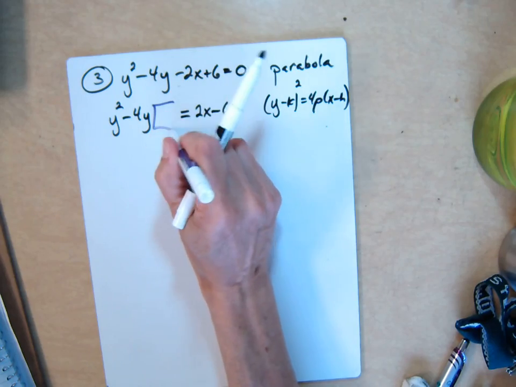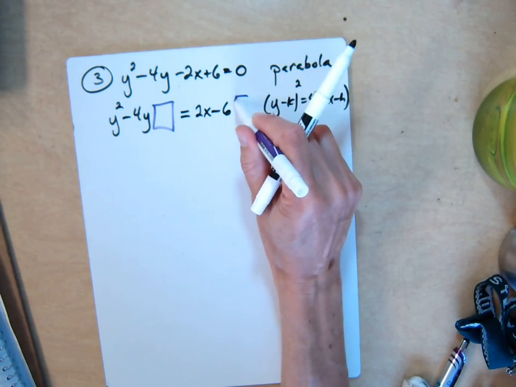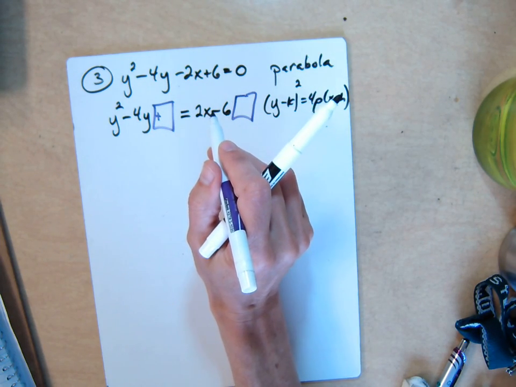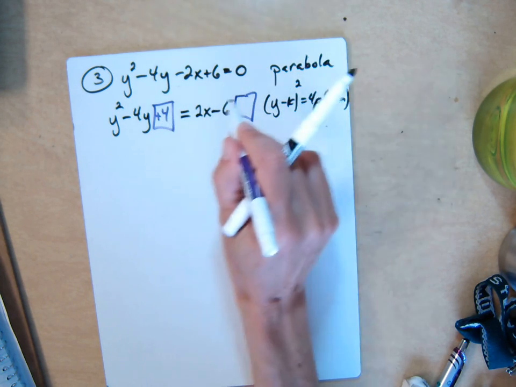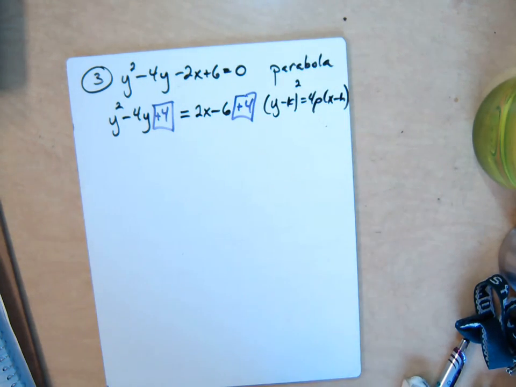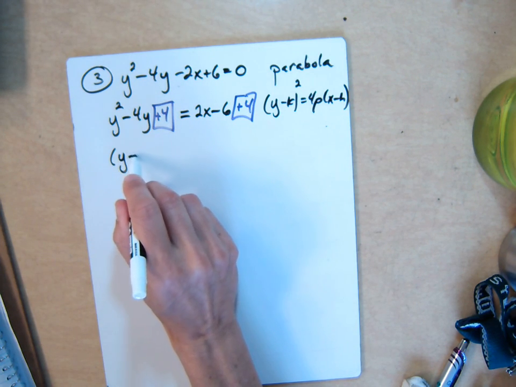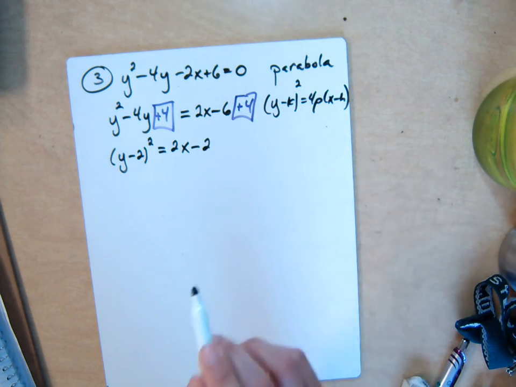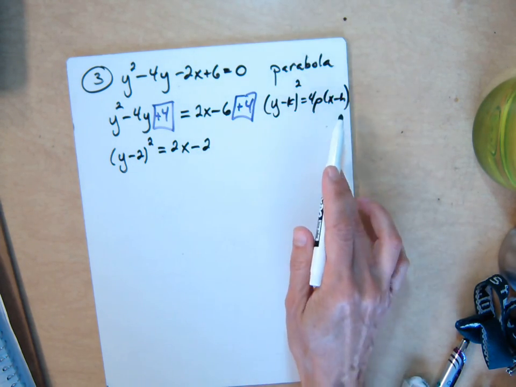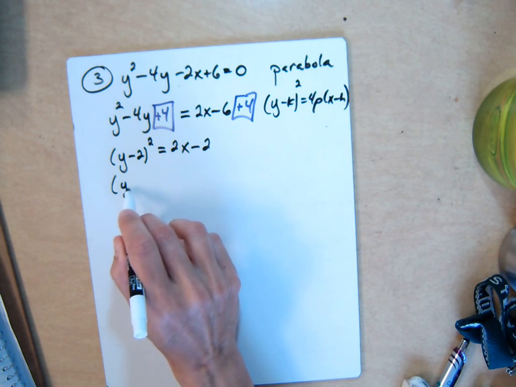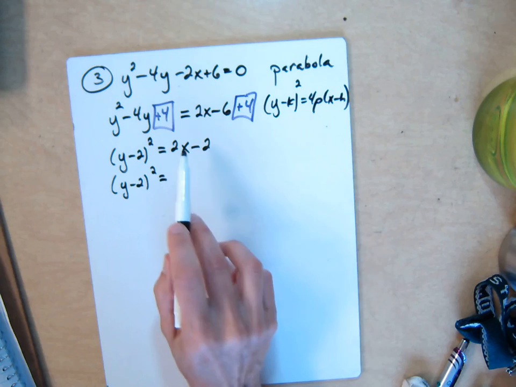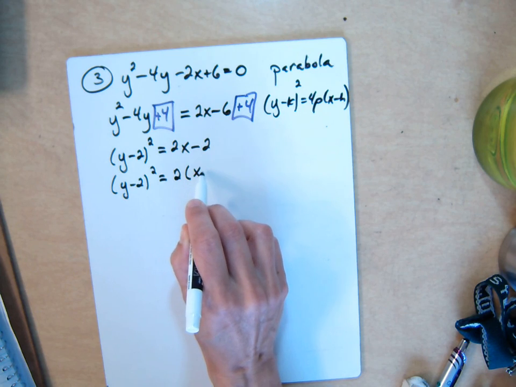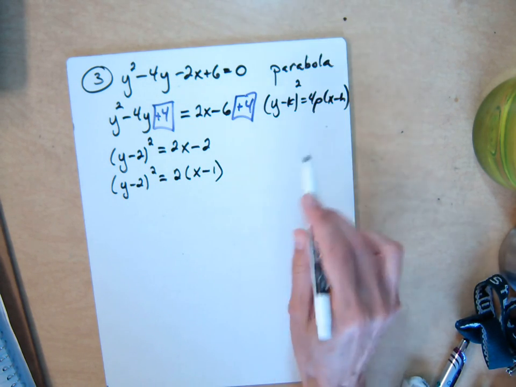So let's complete the square. We need a perfect square here. So what do we add? We add 4. So we add the same thing over here. So you get (y minus 2) squared equals 2x minus 2. Negative 6 plus 4 is negative 2. So we're almost there. We need to factor out whatever's in front of x. We need to take it out. So 2 times (x minus 1). And that's it. It's in the right form.